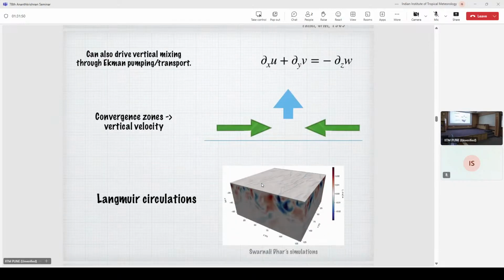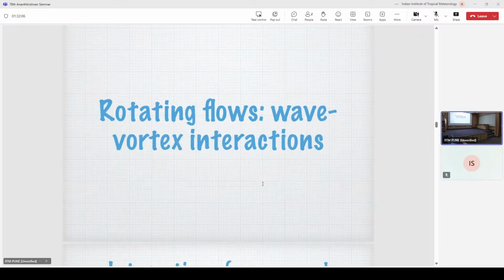Yeah, and it's also of much importance when you see these Langmuir circulations, where you have the circulations in the mixed layer, the compression. If you have variations of the wind along the horizontal direction, you can have this upwelling and downwelling of flows. Yeah. So let's move on.